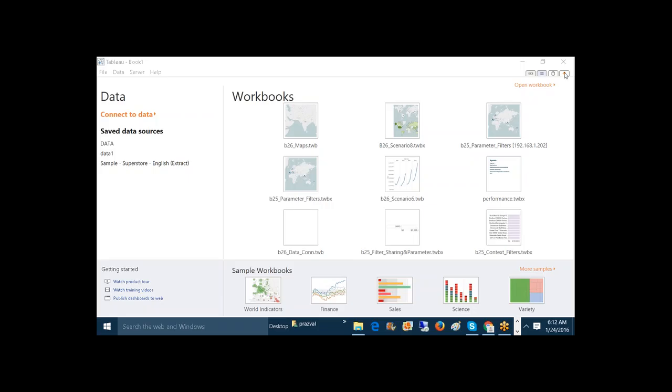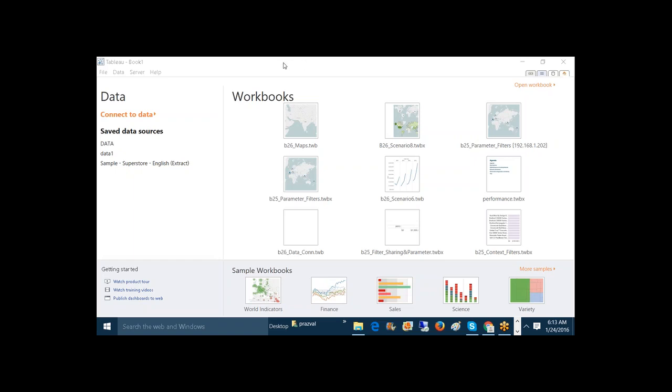In Tableau, in total I have two types of connections. Number one, the live connection, and number two, the extract connection. The live connection just creates the communication path between Tableau and the data source. The extract connection creates a local data copy with the help of the Tableau data engine. All these things we have seen in the previous session.